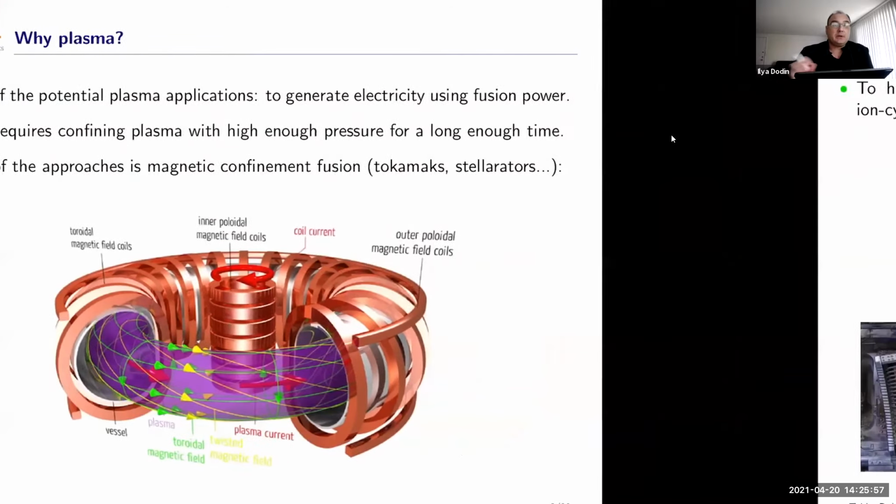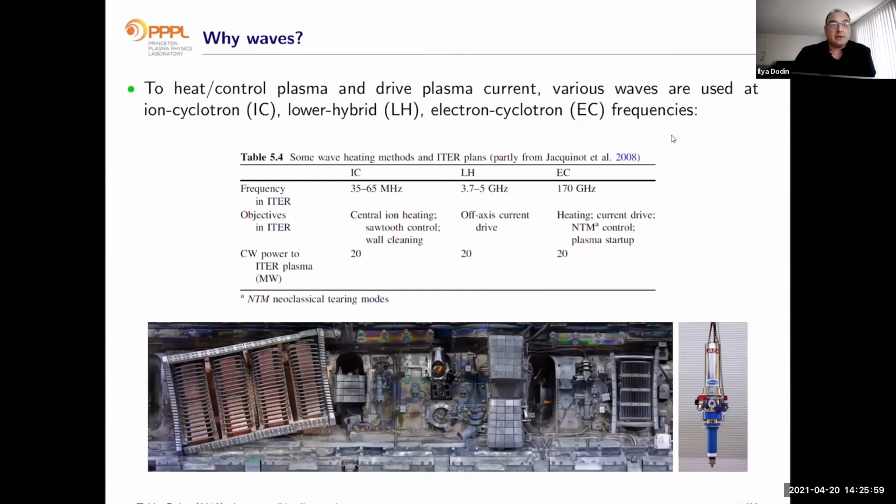Every tokamak comes with its RF, radio frequency, system, typically more than one. And these systems work in 3 different frequency ranges. Ion cyclotron frequency range, which is tens of megahertz. Then there are electron cyclotron frequencies, which is around 100 megahertz. And there is the so-called lower hybrid regime, which is the geometric mean of the two, essentially.